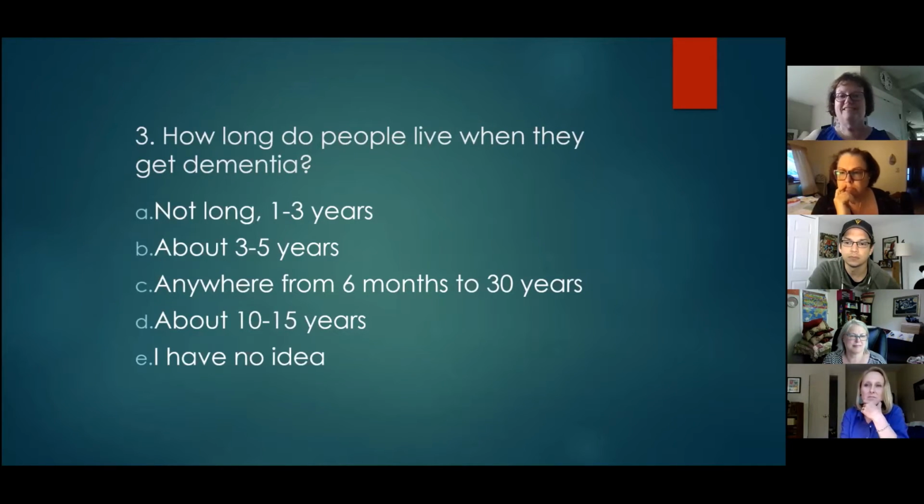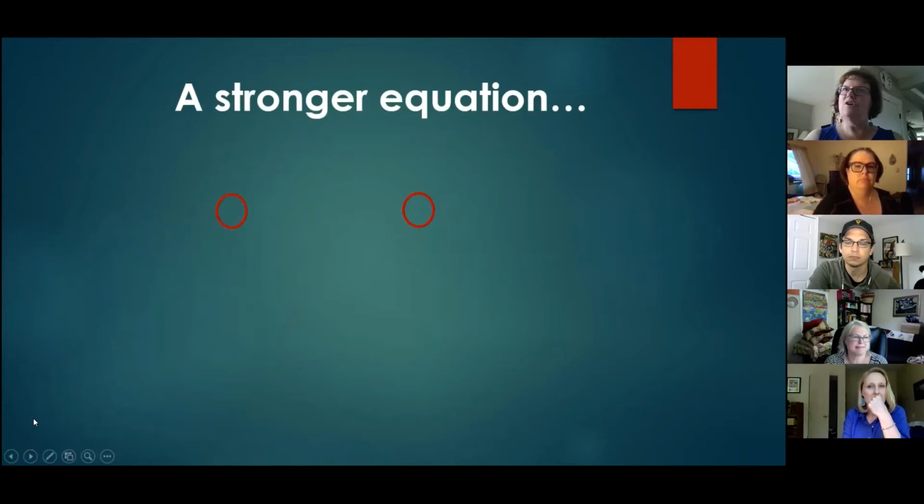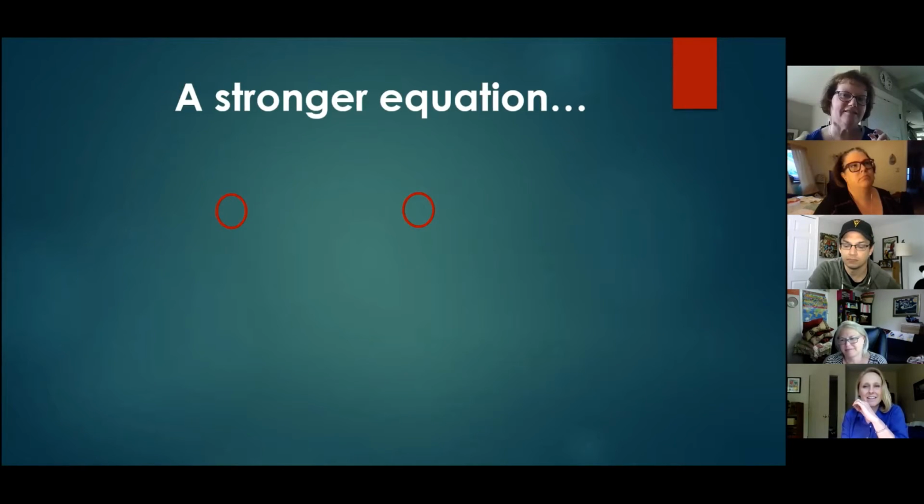Yeah, he seems to fit the best in that. It does seem to fit the best in that situation. Cool. So anybody have an idea of what the stronger equation might be this time, instead of the equal sign? Anyone gonna give me a guess?